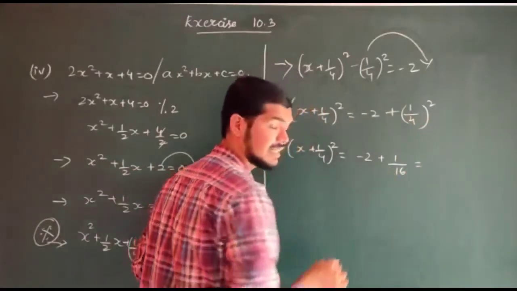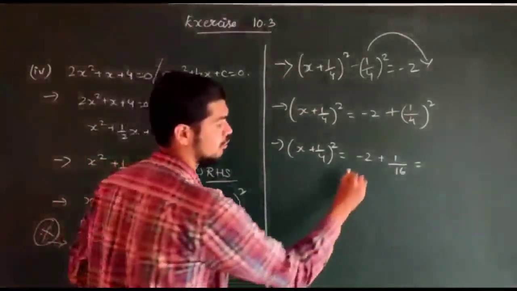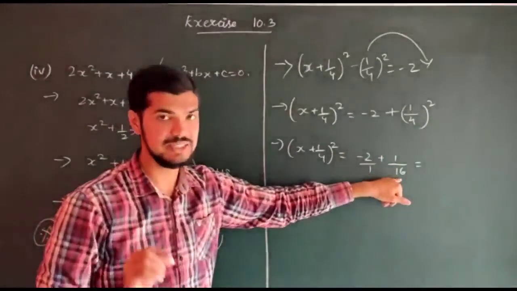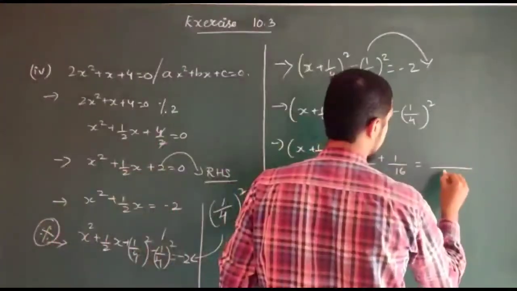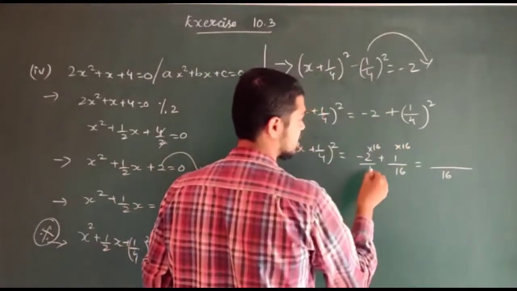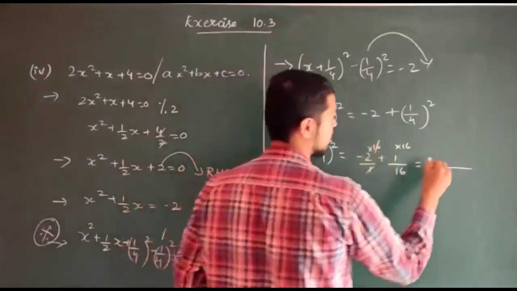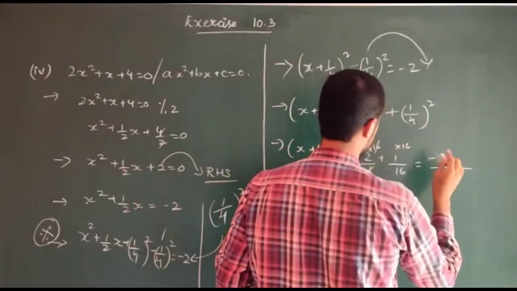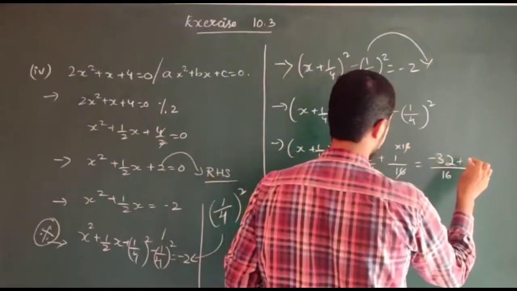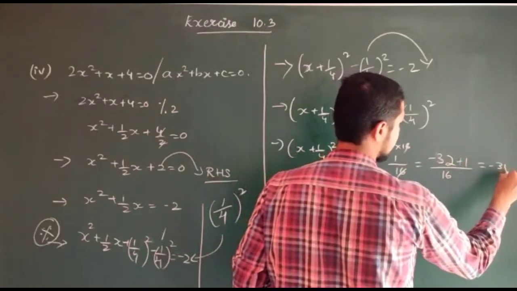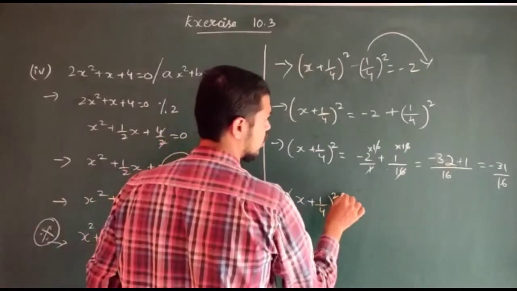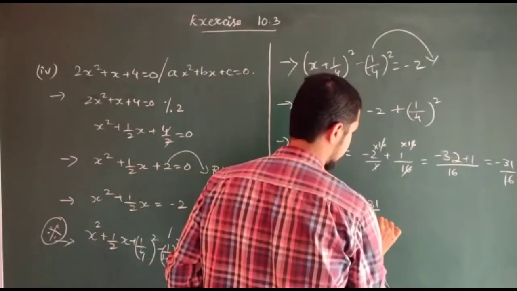So if I take the LCM of 1 and 16, it is 16. So this is 16, and if I simplify this, 1 into 16 is 16, 16 into 2 is minus 32, 1 into 1 is plus 1. So this is minus 31 by 16. So x plus 1 by 4 whole square is equal to minus 31 by 16.